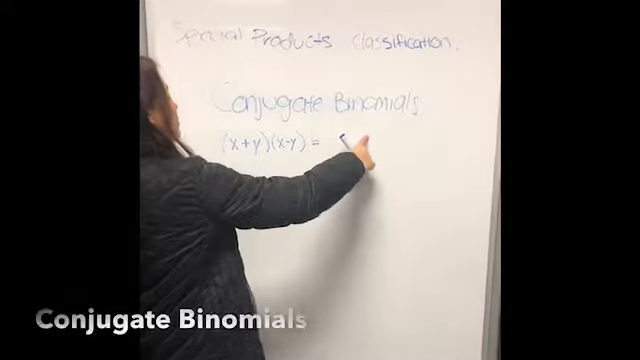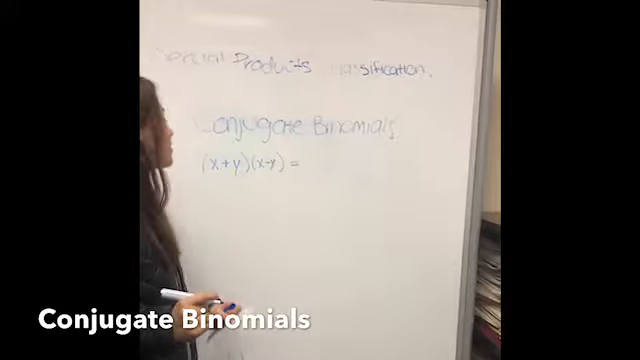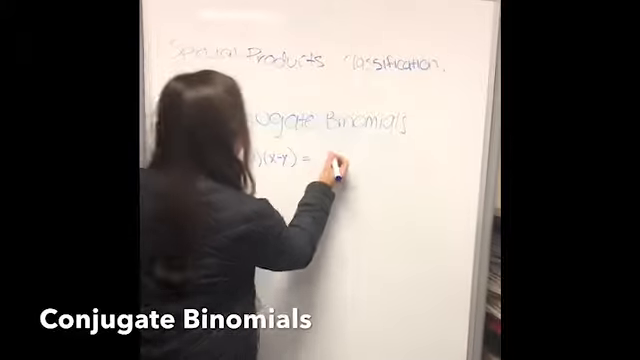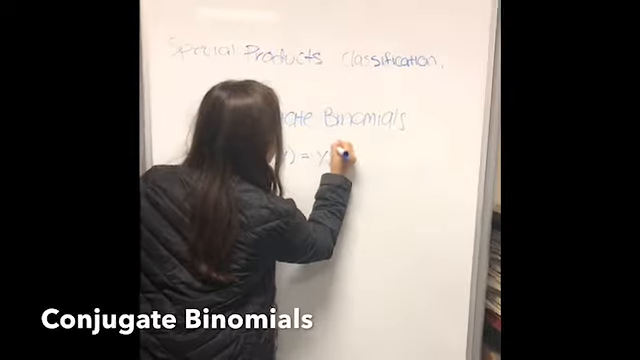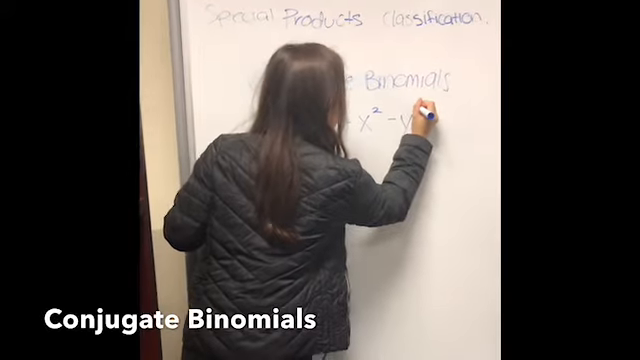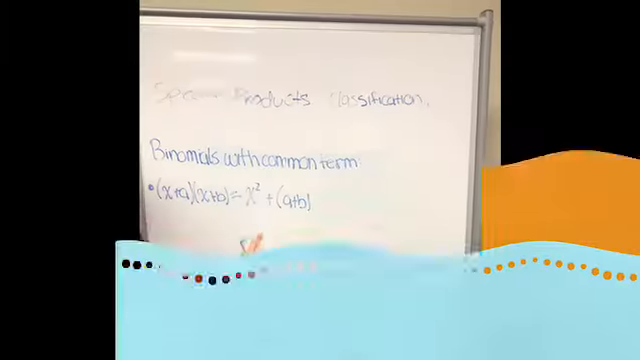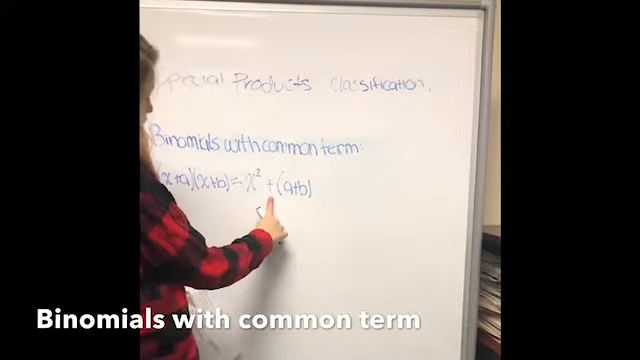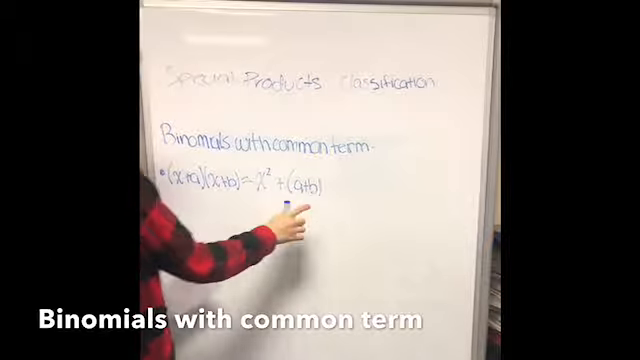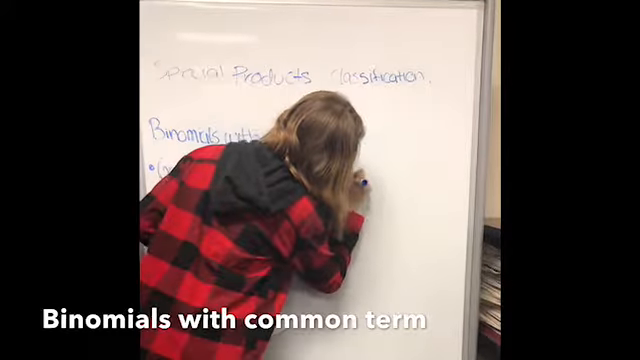In conjugate binomials, the only thing you have to do is the difference of two squares, and that means you have to put x squared minus b squared. First you square the x, plus a plus b times x plus a times b.